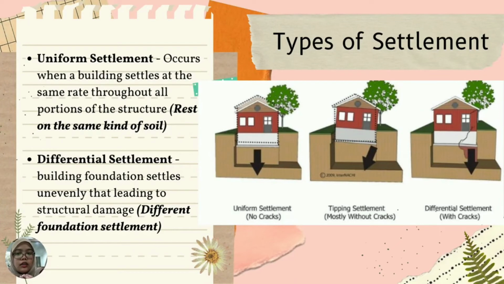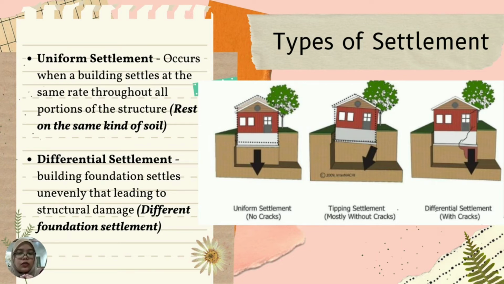There are three types of settlement, which are uniform, tipping, and differential settlement. As can be seen from the figure, uniform settlement usually settles without cracks, tipping settlement usually settles mostly without cracks, and differential settlement always settles with cracks.